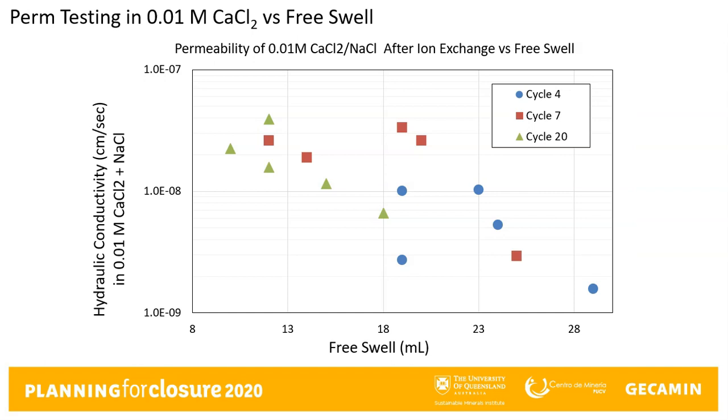This chart shows the relationship between the hydraulic conductivity of the polymer-modified GCL and the free swell after ion exchange. The hydraulic conductivity tests in this example were done in a 0.01 molar calcium chloride solution. Even after ion exchange takes place, the hydraulic conductivity only increases by approximately 1 order of magnitude. Despite having a free swell of less than 13, in some instances the sample still showed relatively low hydraulic conductivity.